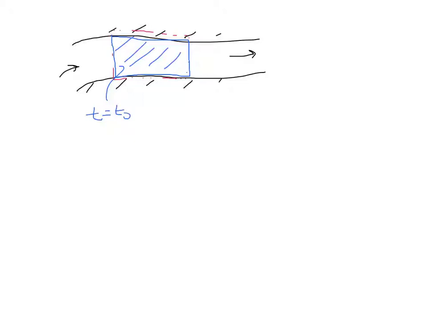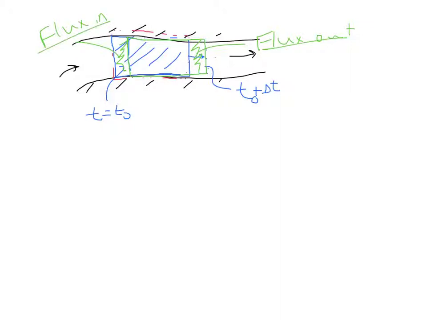At some later time delta t, the system has moved some distance, and I'll show with a dashed line where it sits at a later time. So this is at t0 plus delta t. And I guess to make it real clear, maybe I can put that in green and show that system at that later time. So what we have is some fluid that has left our control volume. This is our flux out. And we have some fluid that has entered our control volume. That's our flux in.